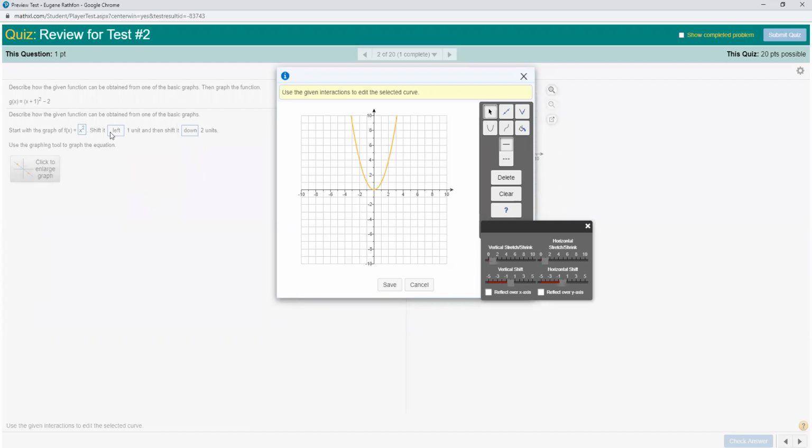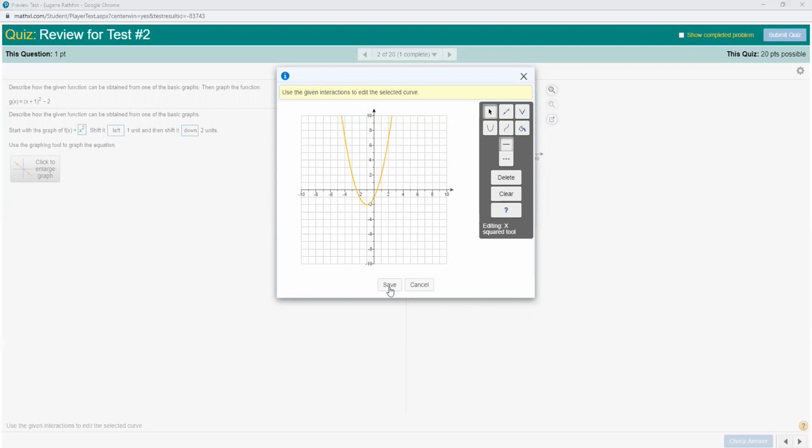We got to move it around according to what we said up there. So I said I was going to shift this left 1 unit. So that would be a horizontal move, 1 unit to the left. And then I got shifted down 2 units. Well, that's a vertical shift. So come over here to the vertical and shift that to a -2. So notice it moved my graph left and down 2. So at that point, you're good. So you would save that and then move on to your next question.